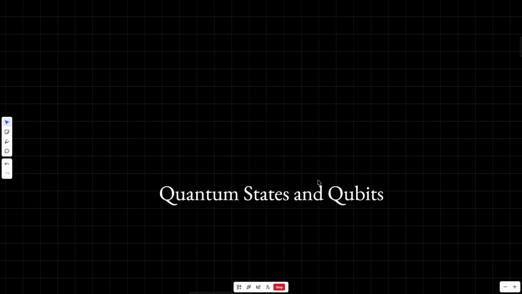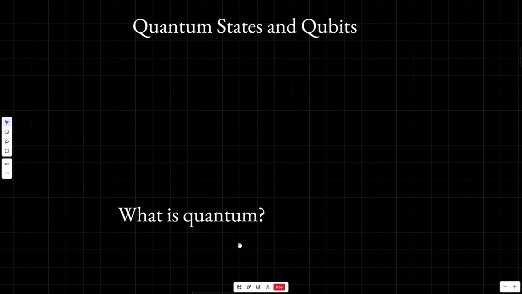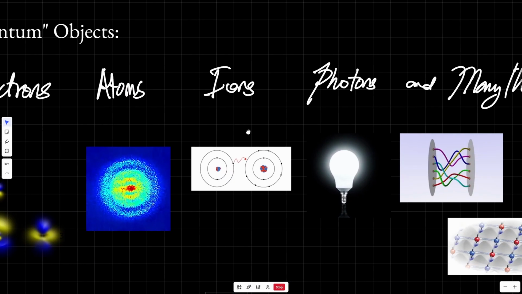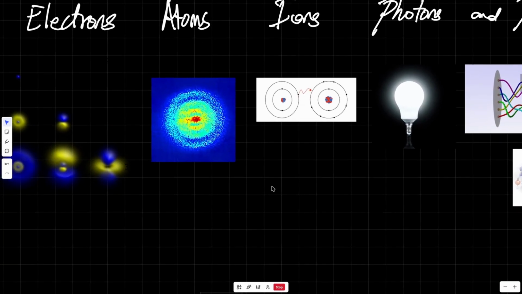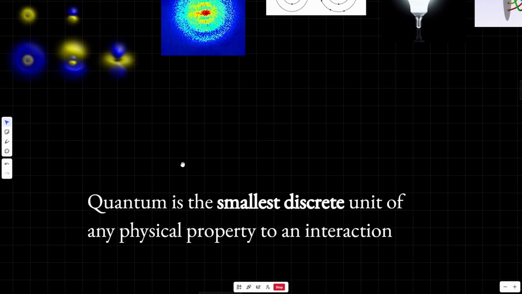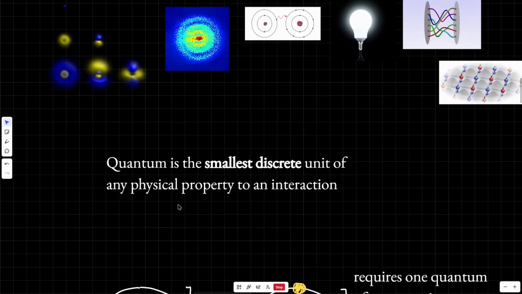Before answering what quantum bits are, we must ask ourselves, what is quantum? What does it mean to be quantum? If we think of quantum, we typically think of objects that are very, very small. This can be electrons, atoms, ions, photons, and many more very small things that make up the entire world, essentially. Quantum mechanics governs the very, very small world, and we can define quantum as this: quantum can be thought of as the smallest discrete unit of any physical property to do an interaction.